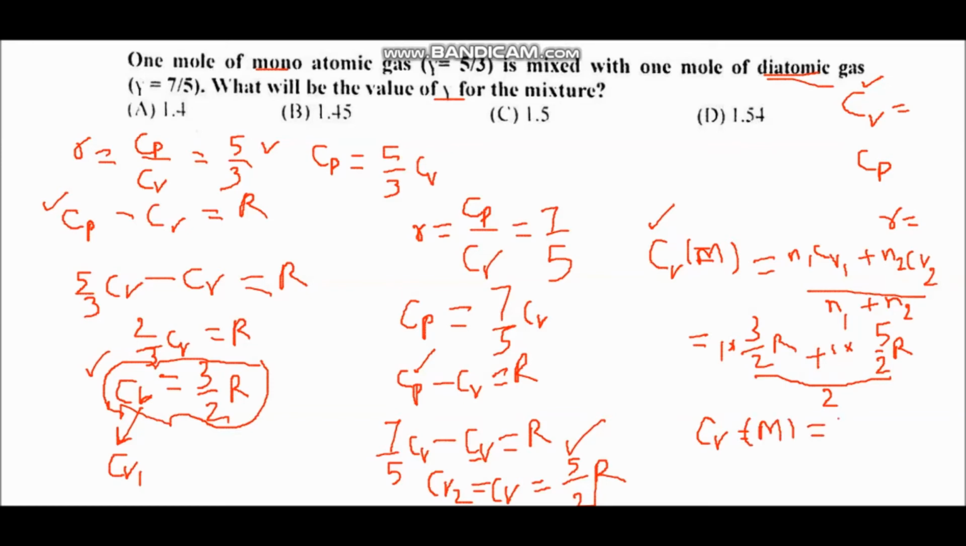So if Cv is 2R, then what is Cp? We know Cp is equal to Cv plus R. So Cp is equal to 3R. So this is the value of Cv for the mixture, this is the value of Cp for the mixture, and we have to find the value of gamma, and gamma we know is the ratio of Cp and Cv. So it means gamma is equal to 3R by 2R, means 3 by 2. It means the answer is option C.